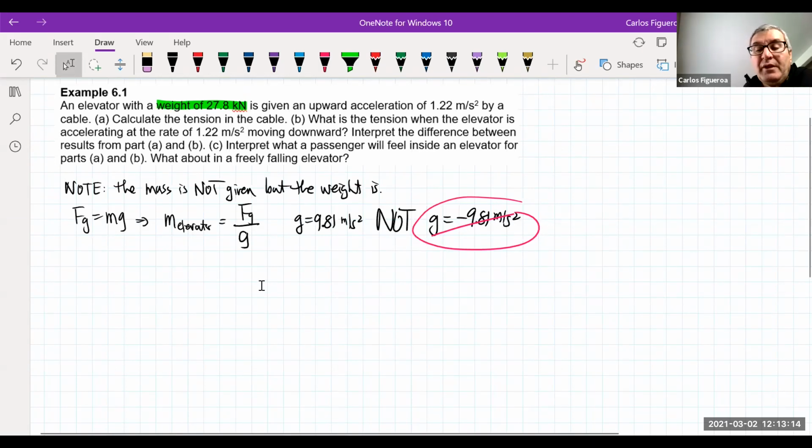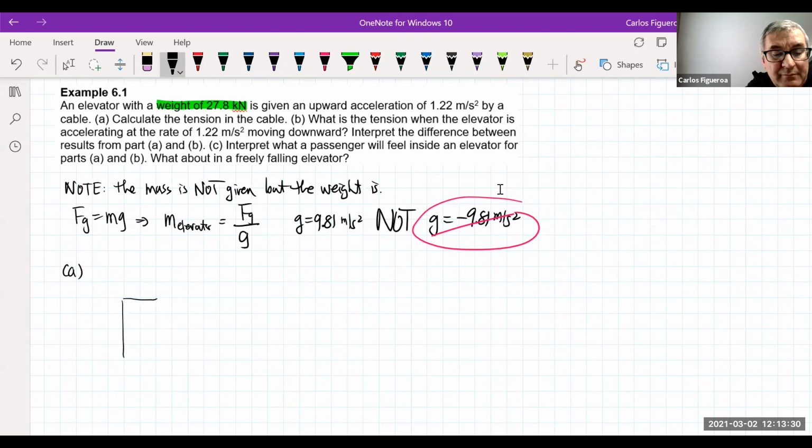So here we go. What we want to do here is it's got to look something like this. We're talking about an elevator. So I have an elevator. And there may be somebody in there, but we don't care, because we're not talking about what's happening inside. So now, here's our cable.